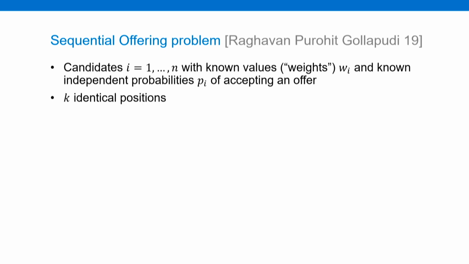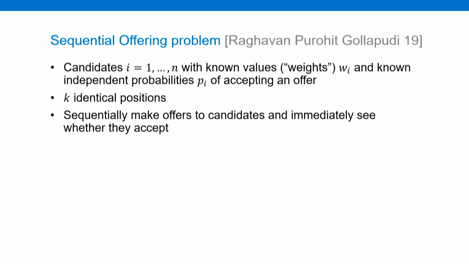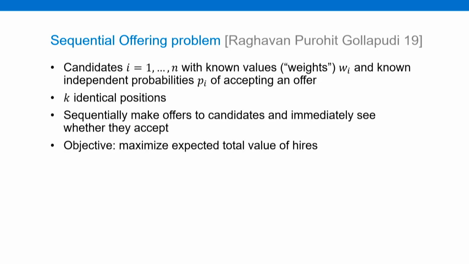I have k positions that are identical, so I can hire at most k candidates. And I sequentially make offers to candidates. When I make an offer, they immediately decide to accept or reject according to these probabilities p_i. And I'm trying to maximize my expected total value of hires. OK, so far this is not a very interesting problem. Does anyone see the optimal solution?